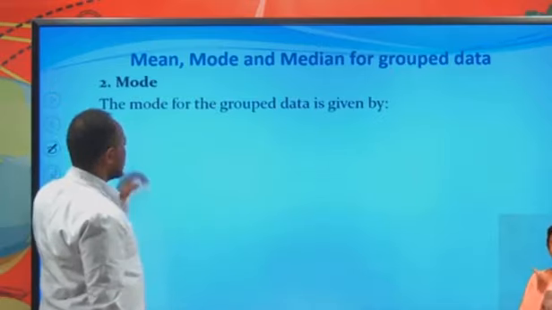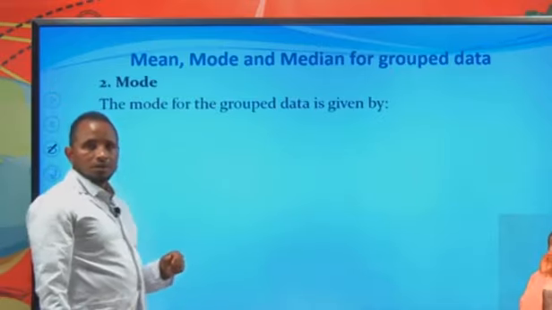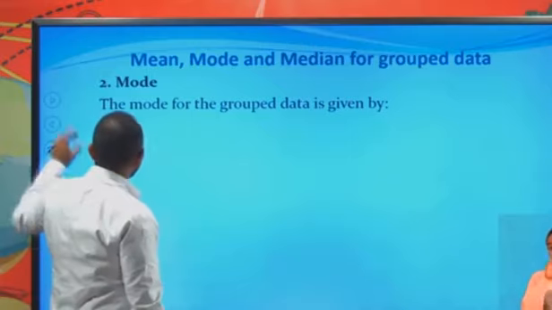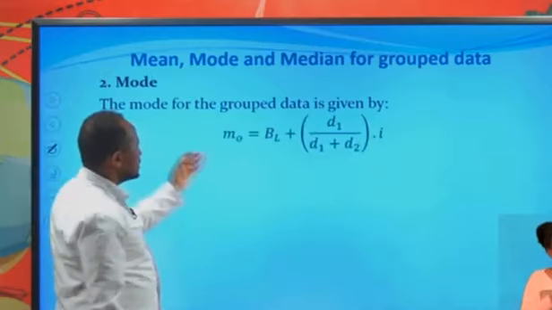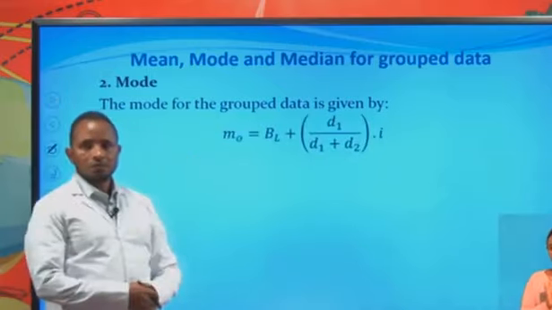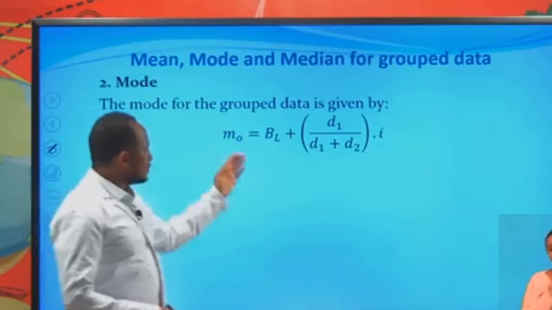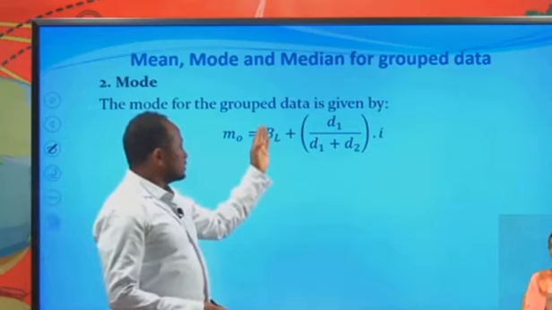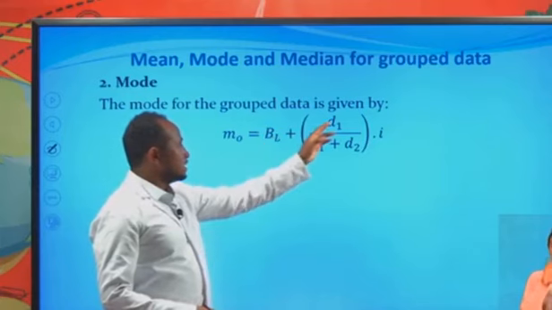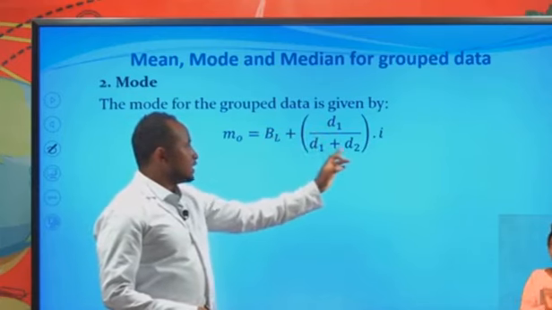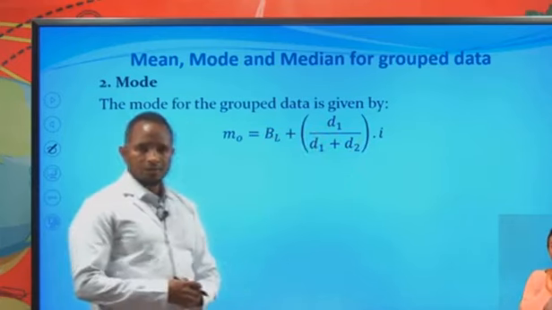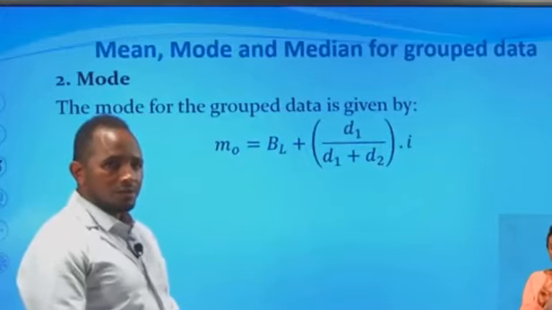Now let's see the mode. The mode for group data is given by this formula: Mode equals the lower class boundary plus d1 over d1 plus d2, times I. So what does this mean?